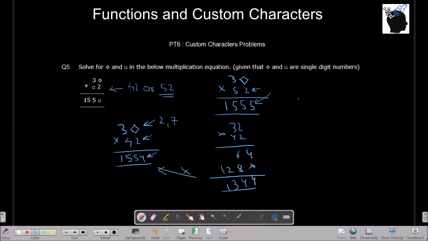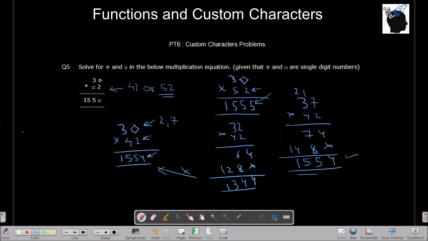So let's try with 37. So 37 multiplied by 42. 2 into 7, 14. 2 into 3, 6 plus 1, 7. 7 into 4, 28. 4 into 3, 12 plus 2, 14. Which is nothing but 1554, which is what we were looking for. So that means diamond is equal to 7 and square is equal to 4.